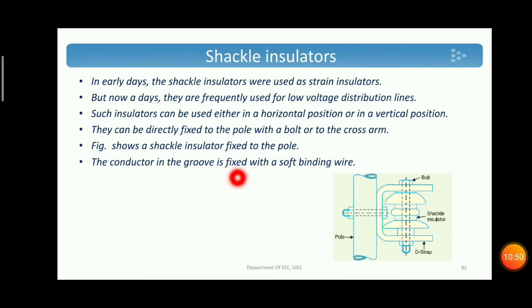The conductor in the groove is fixed with a soft binding wire. The conductor will be wound around the insulator with a soft binding wire. This is about the shackle insulator.